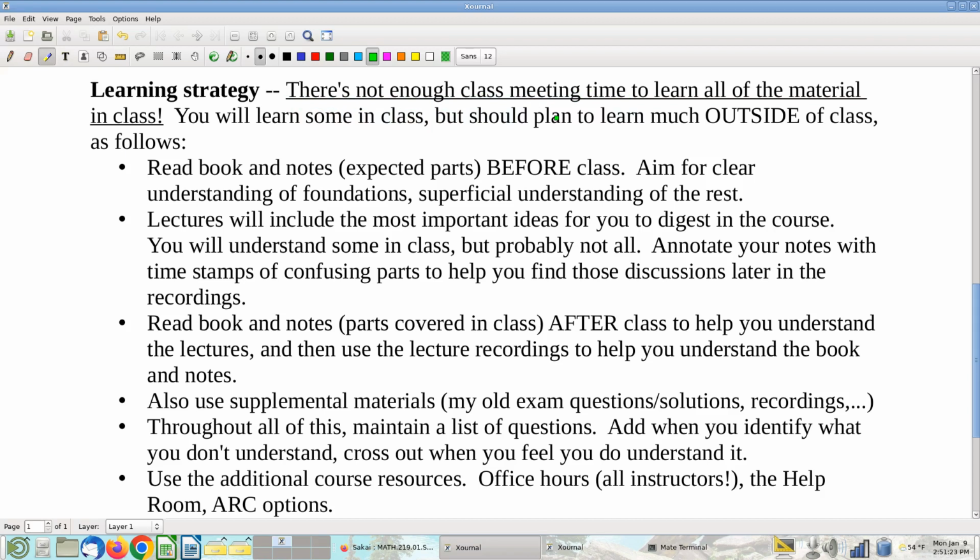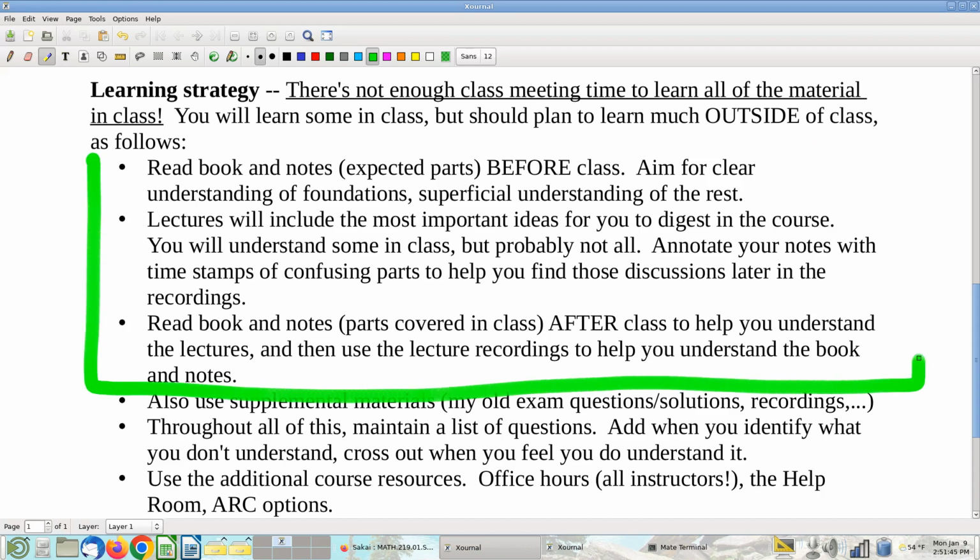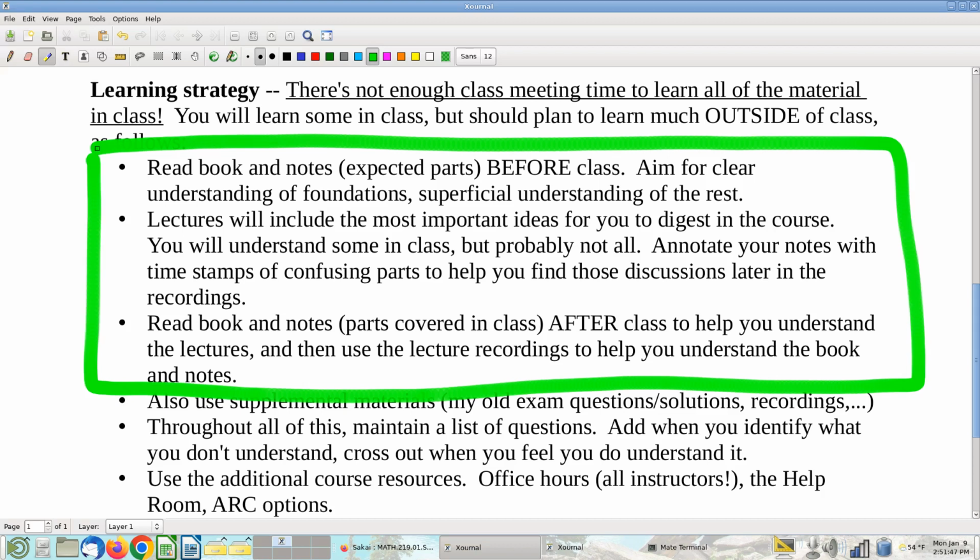So we have a strategy for how you can learn all this material, but it involves a lot of work outside of class. In particular, you should expect that much of what you will learn in this class will happen outside of class. So now here's my advice for what I think is a good rough structure of how you're going to learn.